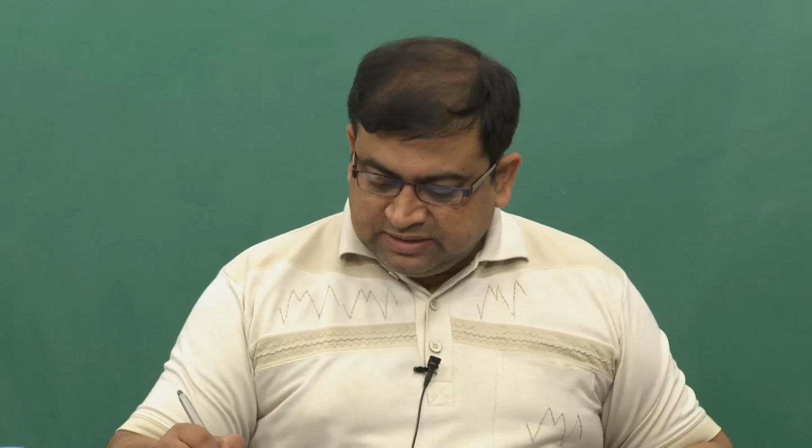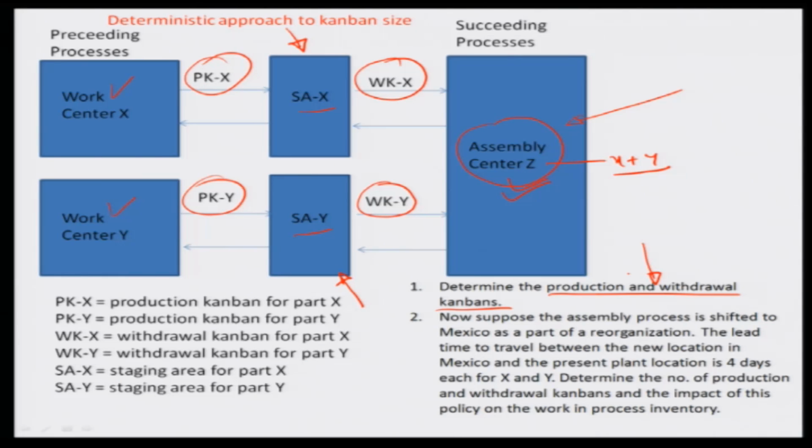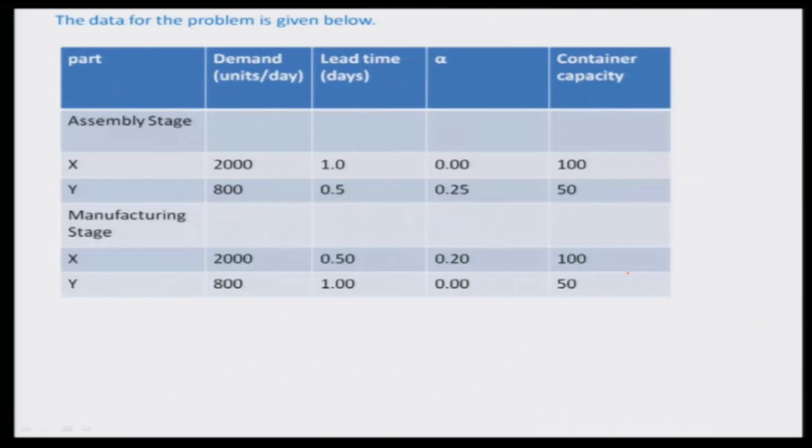So, let us address the first part of the problem statement here, how to determine given the values here. Let us look at the values. So, at the assembly stage, the demand per unit time, which is mentioned in per day, is 2000 for X, okay, and 800 for the part Y, and the lead times which are available for the part X and Z for planning the assembly stage are 1 day and half a day respectively.